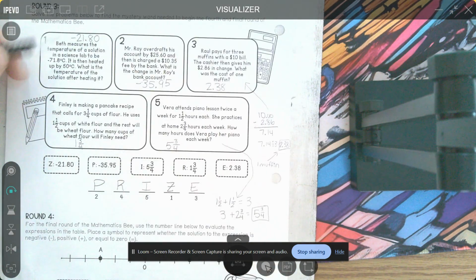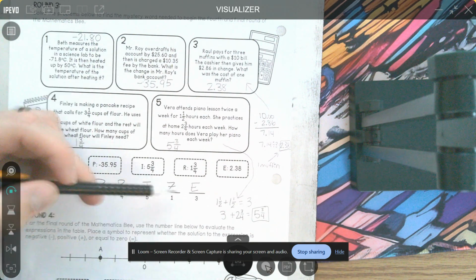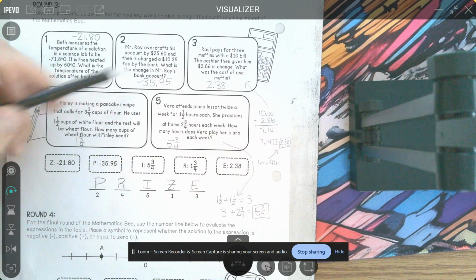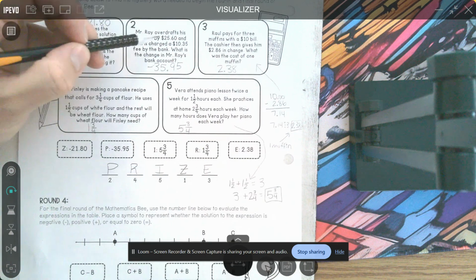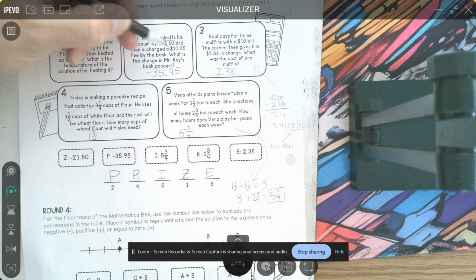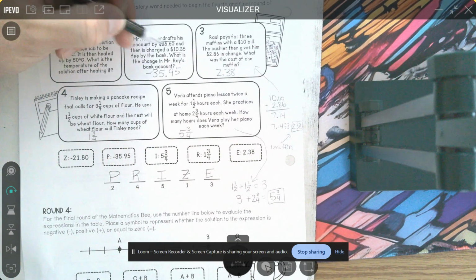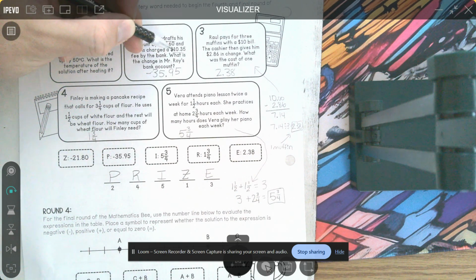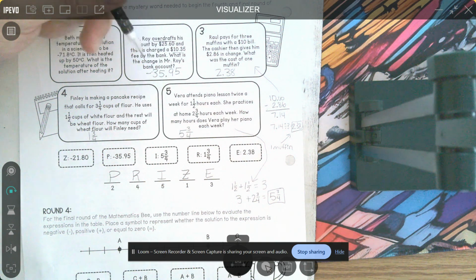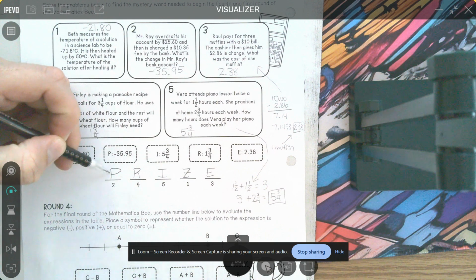On number 1, you should have gotten negative 21.80. So then you should be putting a Z under number 1. Number 2, you should have recognized, or if you forgot, overdraft means negative. Overdraft is a negative charge, and a fee is also negative. So you should have negative 25.60 plus a negative 10.35, resulting in a negative $35.95 remaining balance in Mr. Roy's bank account. So you should be putting in a P above number 2.